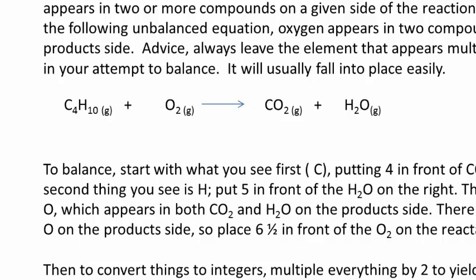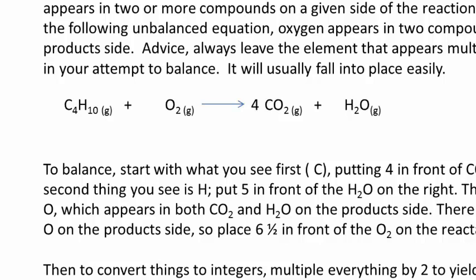I always tell students, start with the first thing you see. The first thing you see is the carbon on the left, and there are 4 of them on the reactant side. If you look to the product side, the only place you see carbon is in carbon dioxide, and so you must place a 4 in front of the carbon dioxide. All right, so far so good.